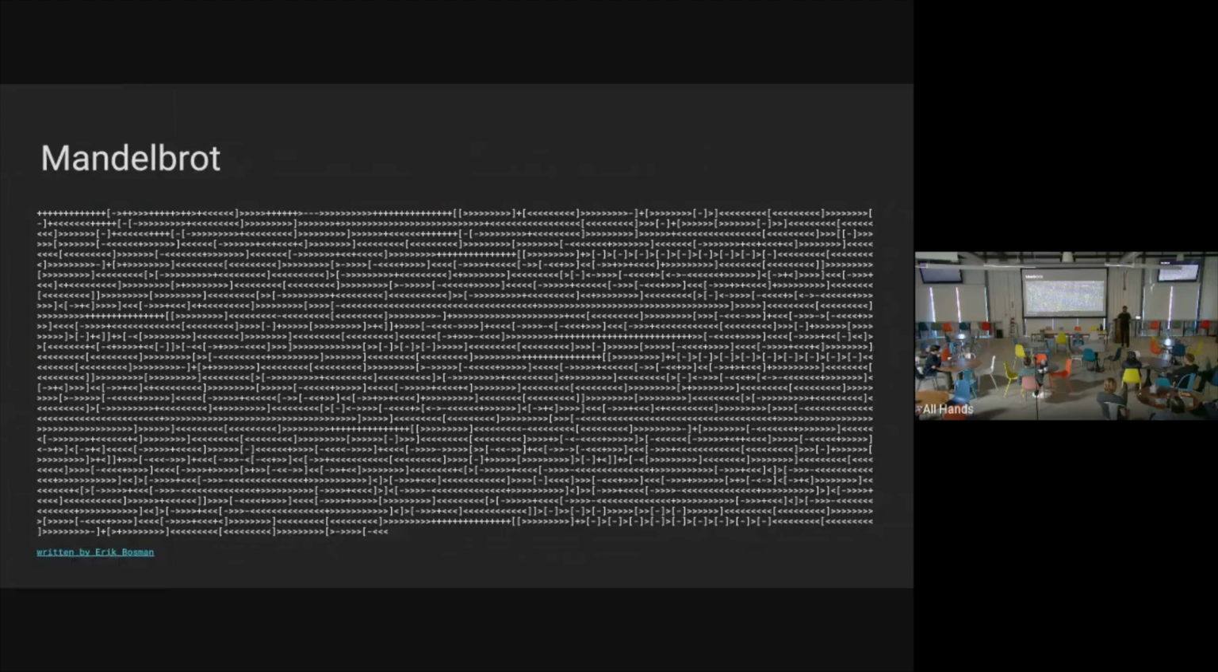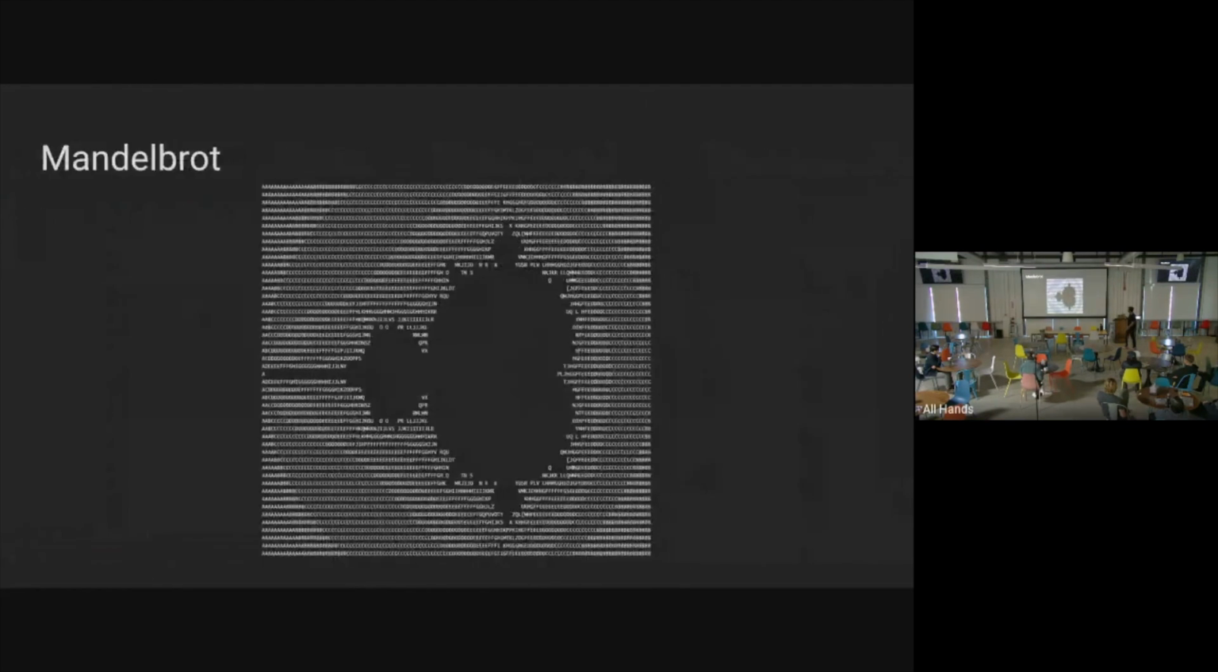This is an algorithm for computing the Mandelbrot fractal set. If you guys haven't heard of this, it's just a really cool fractal. I won't get into fractals, but basically this is a program. It prints out this, right? So just using our Turing machine, we were able to now output this fractal.